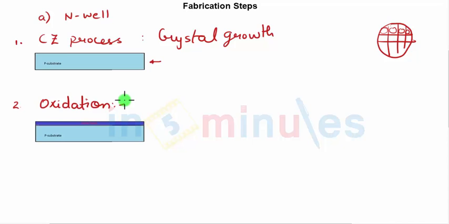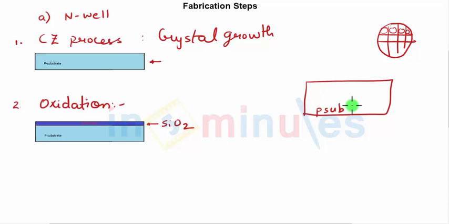The oxidation process is done by using high purity oxygen and hydrogen, which are exposed in an oxidation furnace at approximately 1000 degrees centigrade, and over the entire substrate now you have an SiO2 layer which is deposited. So very simple. What you need to take from this clip is, through the Czochralski process, you got your substrate. In this case, because it's an n-well, I got a P substrate, and over that I just deposited an SiO2 layer through oxidation.